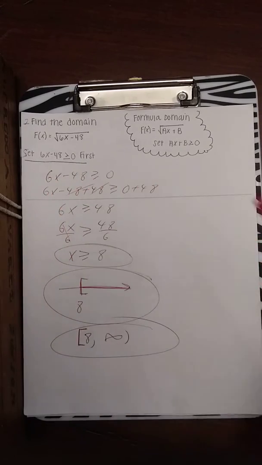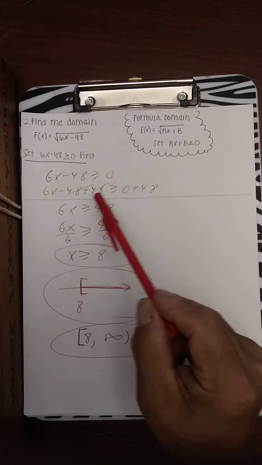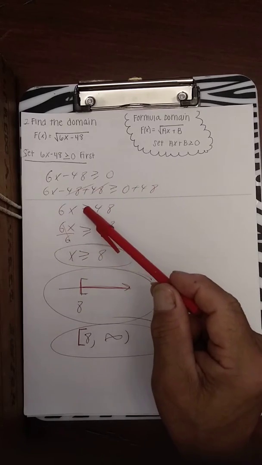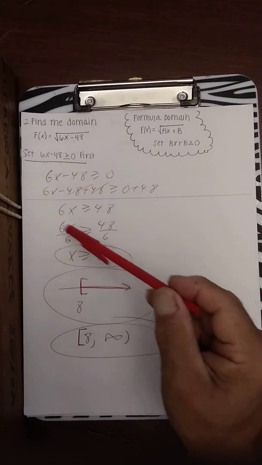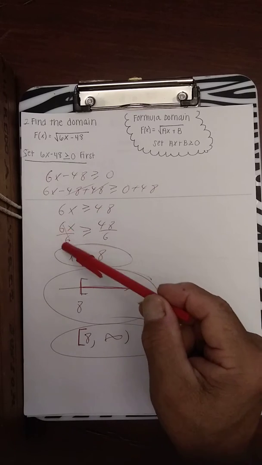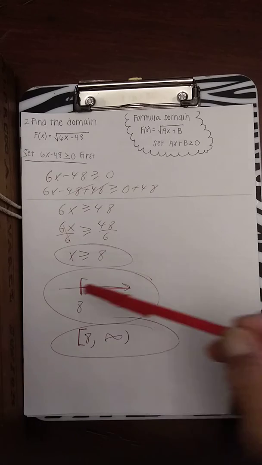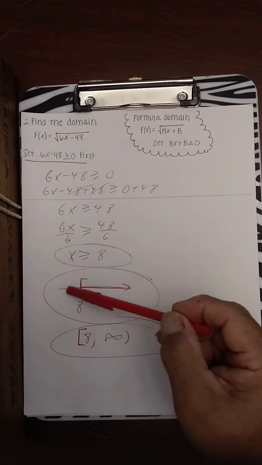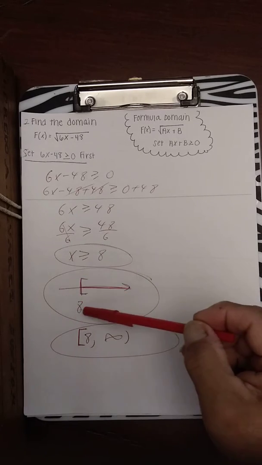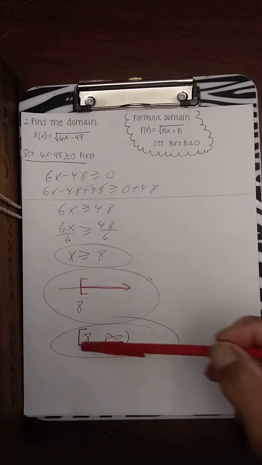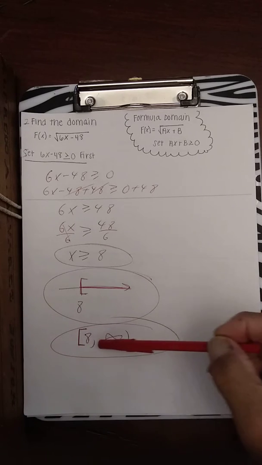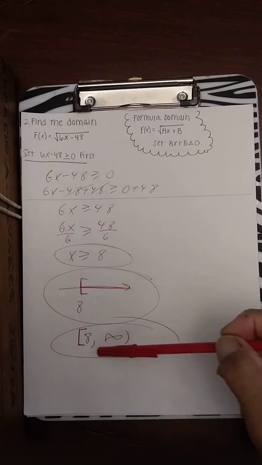Add 48, add 48. These cancel. So now you have 6x is greater than or equal to 48. Divide by 6, divide by 6. So these are gone, and you have x is greater than or equal to 8. It means on the number line it starts at 8, including the 8, and goes that way to infinity.